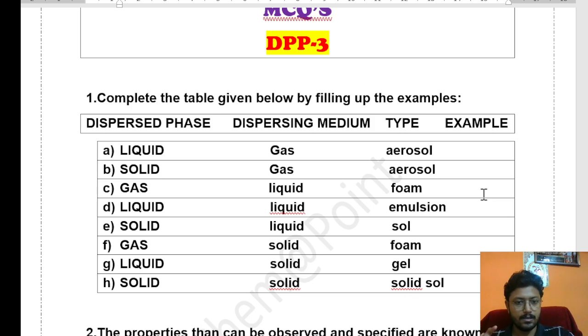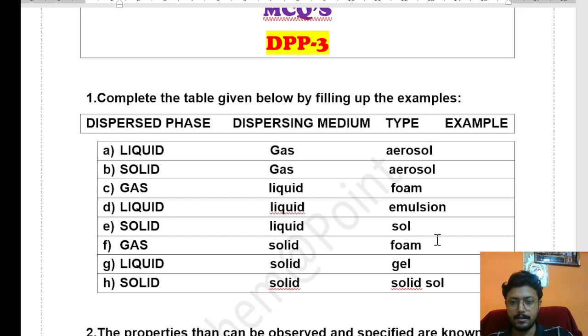Liquid. Okay, the dispersed phase is liquid, the dispersing medium is liquid, and the type is emulsion. That example is milk, or another example, face cream. Got my point? Many examples are there. You write down other examples. Done. Now next part, liquid plus solid, sol.